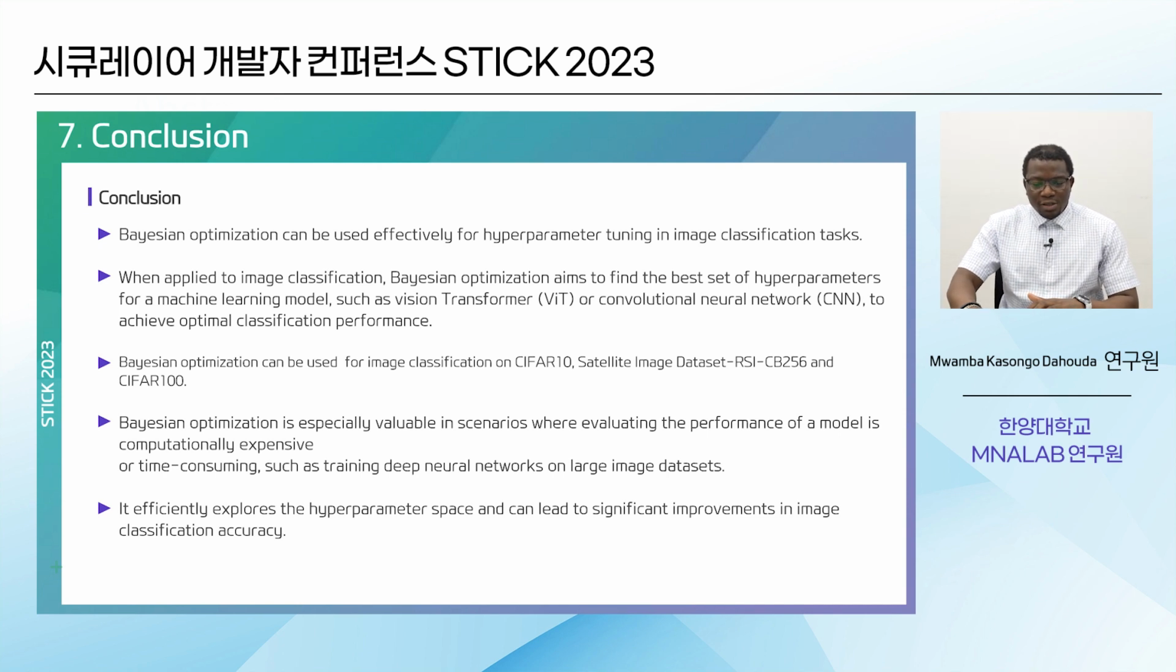Bayesian optimization is especially valuable in scenarios where evaluating the performance of a model is computationally expensive or time-consuming, such as training a deep neural network on large image datasets. And it efficiently explores the hyperparameter space and can lead to significant improvement in image classification accuracy.